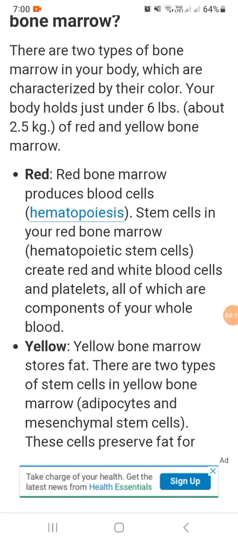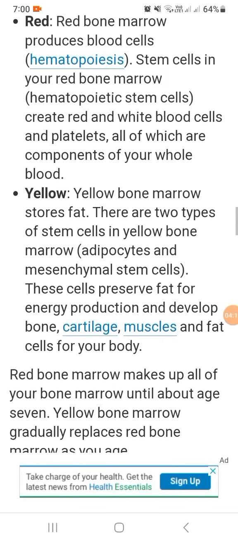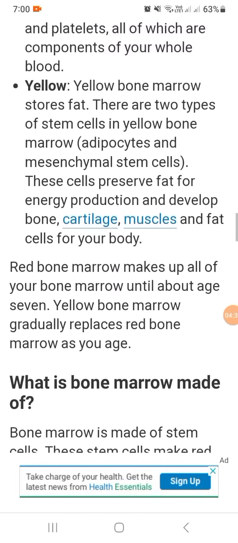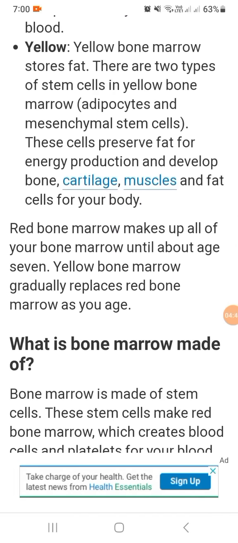There are two types of stem cells in yellow bone marrow. These cells preserve fat for energy production and evolve into bone, cartilage, muscle, and fat cells for your body. Red bone marrow makes up all of your bone marrow until about age 7. Yellow bone marrow gradually replaces red bone marrow as you age.